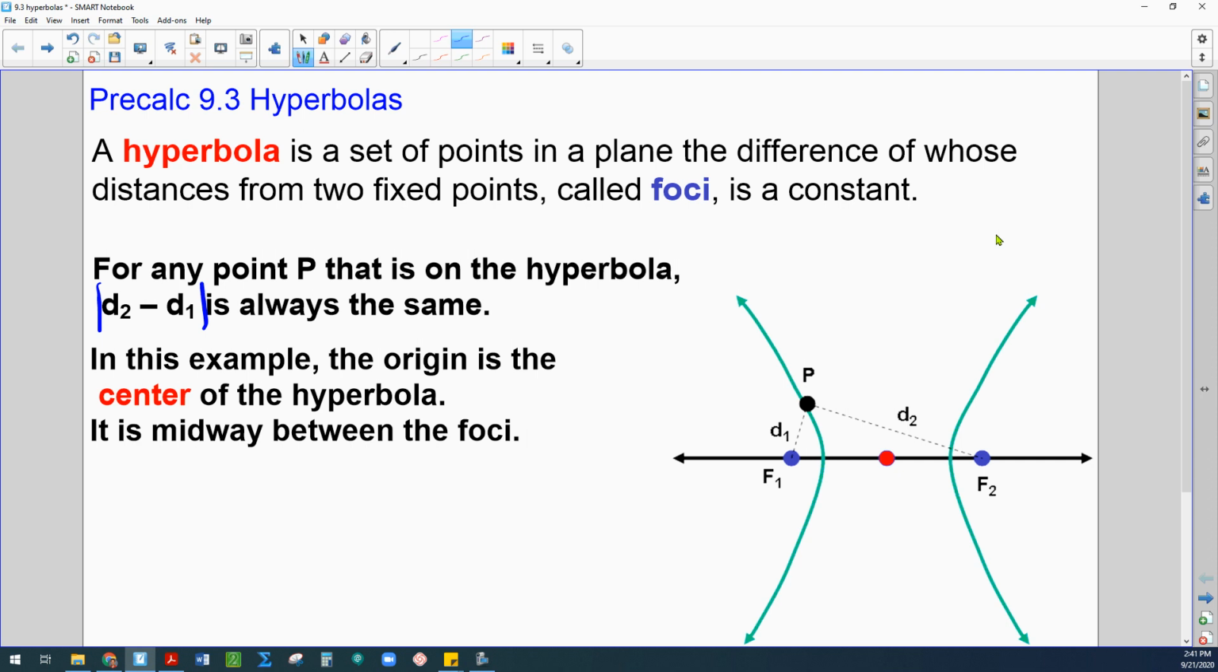In this example, the origin is the center of the hyperbola. The center of the hyperbola is always the center, but in this case, the origin, 0, 0, is the center. And it's always going to be the midpoint of the foci. So just like before, when we wanted the center of an ellipse, the center of the ellipse is the midpoint of the foci. It's also the midpoint of the vertices and the co-vertices. There aren't really co-vertices for a hyperbola, though.